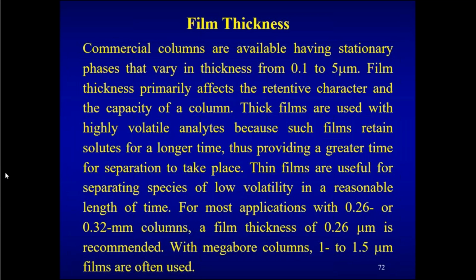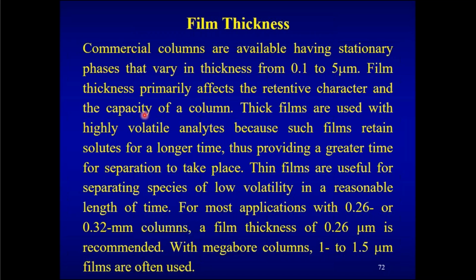Now we have been talking about coating liquid stationary phase on a support. So when you are coating, naturally film thickness is important. What is the thickness of the coating? How much can you coat and what is the ideal one? Commercial columns are available having stationary phases that vary in thickness from 0.1 to 5 micrometers. The thickness is very small because, you see the unit, it's microns.